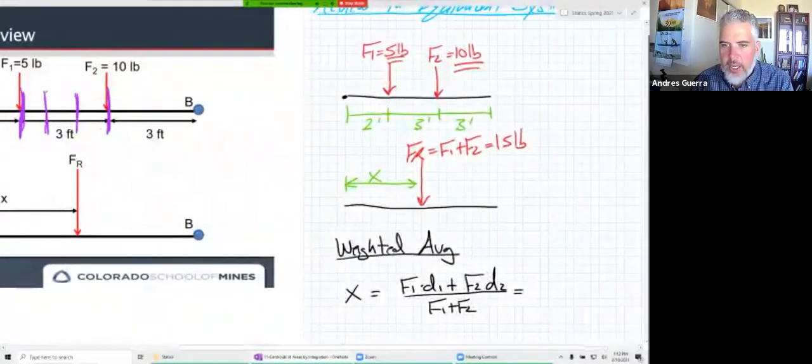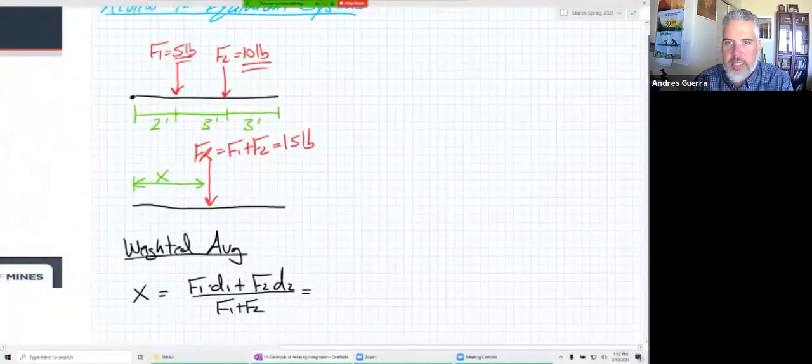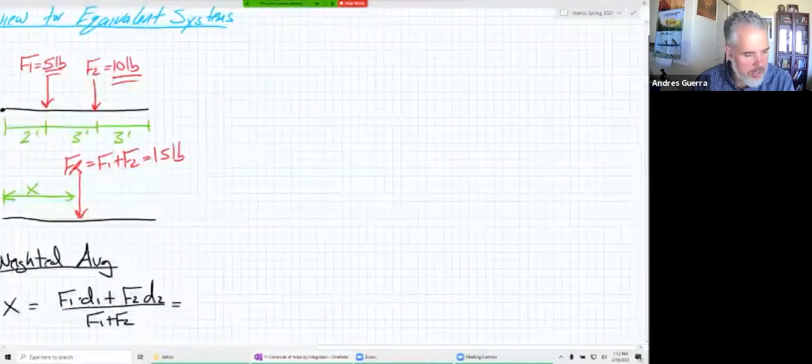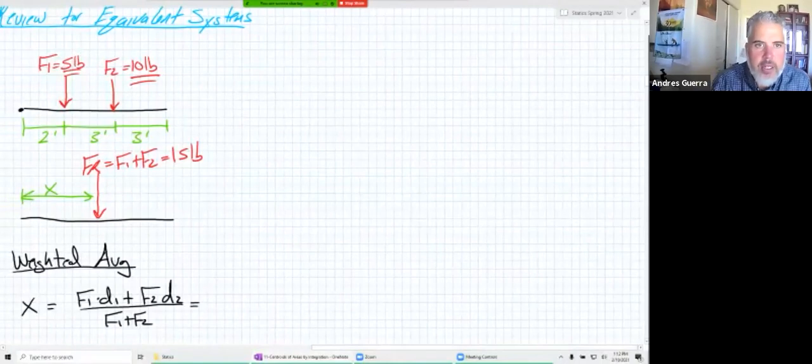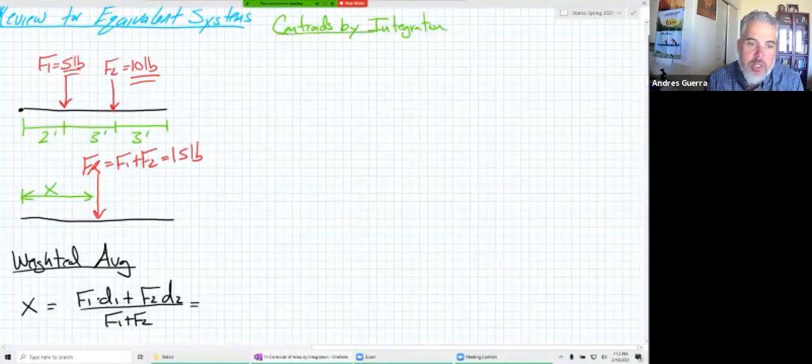Okay, so I'm going to go up here to where we started this review for our equivalent systems, because what we're going to do is very much related to this. And actually, let's just jump right into an example for our centroids by integration. So we can put a new title on here. This is our centroids by integration now. And I guess this is kind of a shortened title. The full title is centroids of areas by integration.